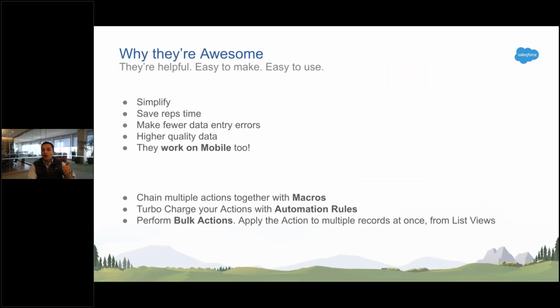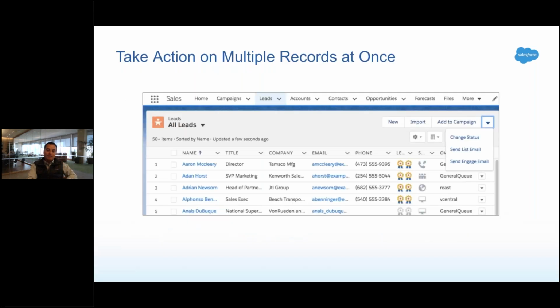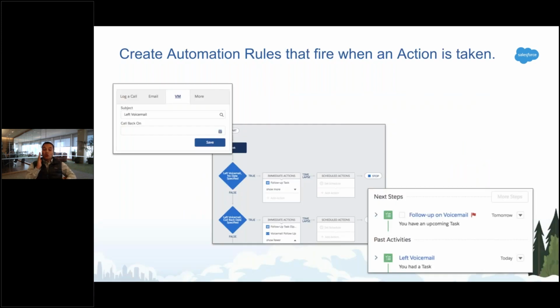They work on mobile, it saves people time, you get better data quality, and these actions can be used with macros, so you can team them together and create powerful automations. Or I can go to a list view and perform an action on all of these things at once. I'll show you an example. I can go to a list of leads and let's say put them all into a campaign or change the status of all of them because I have an action to do that. And this gets really powerful when you team it up with automation rules.